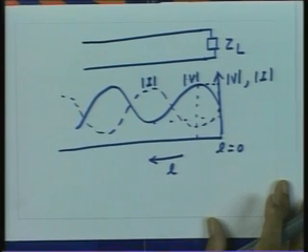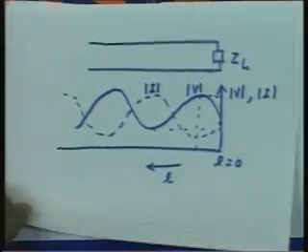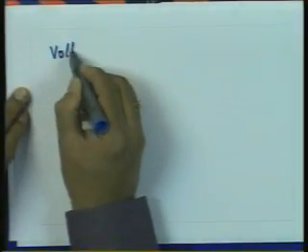Recall, the reflection coefficient is a complex quantity. So, if you want complete knowledge of the reflection coefficient, we have to get its amplitude and phase. However, the voltage standing wave ratio is measured by only amplitude measurements. So, by measuring the maximum and minimum magnitude of the standing wave, we get the voltage standing wave ratio.